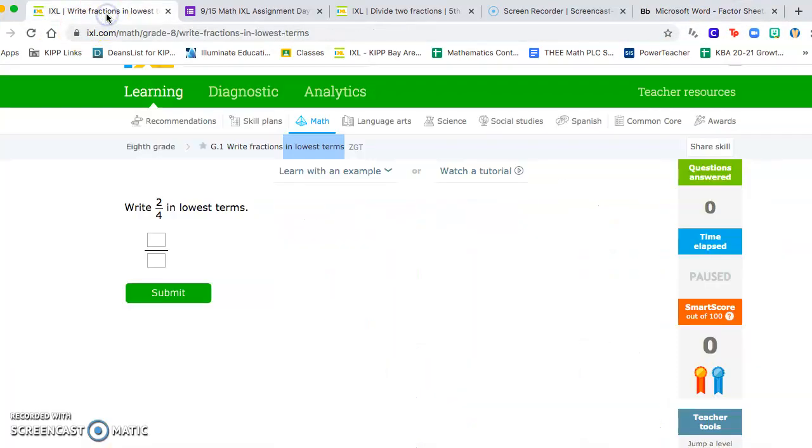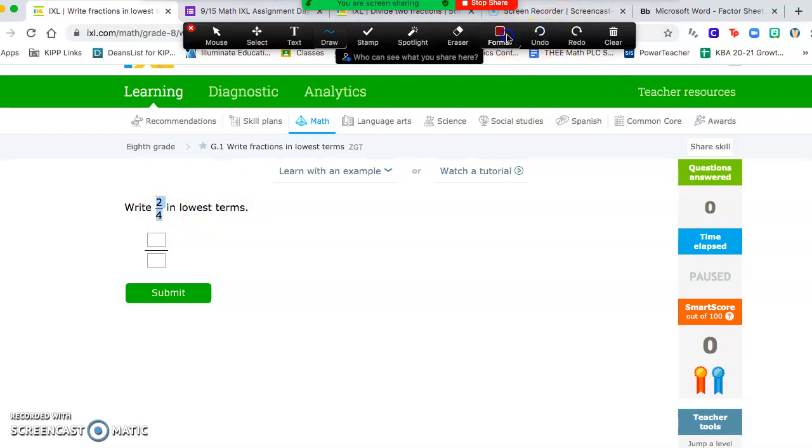Now, all you do is, as we've said before, when you simplify, you are just taking the greatest common factor and dividing it by the numerator and the denominator. So here, if you have 2/4 and you want to simplify that, that means you're making the values smaller. You find the greatest common factor between 2 and 4.